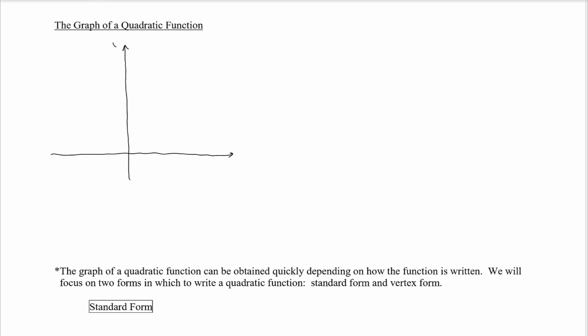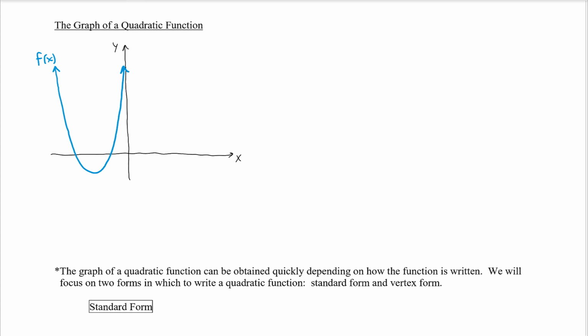Now remember, we're doing functions. These are functions of x, so they're going to pass the vertical line test. If they're going to pass the vertical line test, then the parabola can open upward. That's a possibility. So this could be our quadratic function f of x. It would pass the vertical line test.